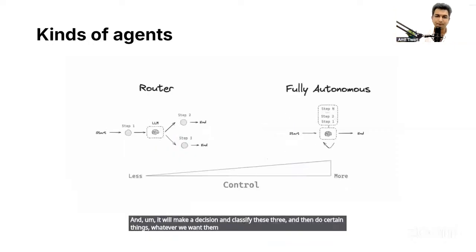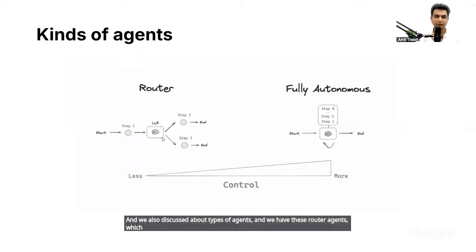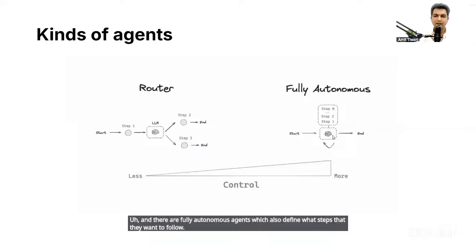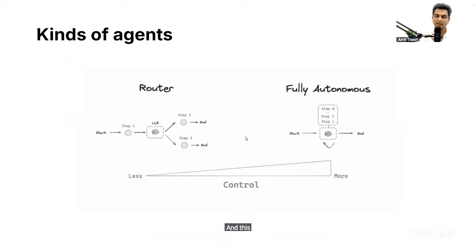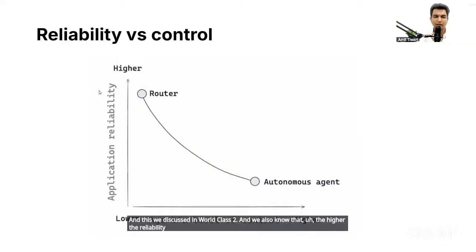And we also discussed types of agents. We have router agents, which use LLMs to route to certain steps, where we are defining these steps. And there are fully autonomous agents, which also define what steps they want to follow. This we discussed in our class 2. And we also know that if we want more reliability, then we will have to give the router agents less control.